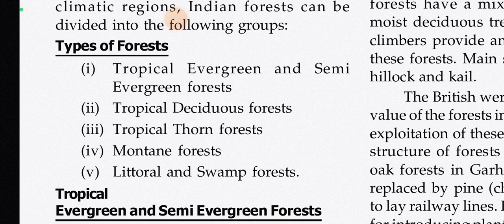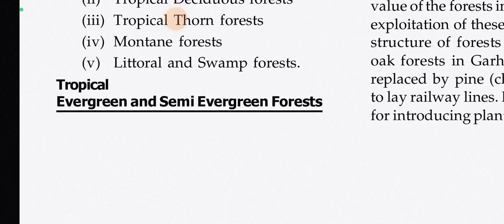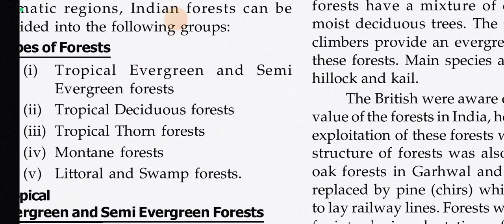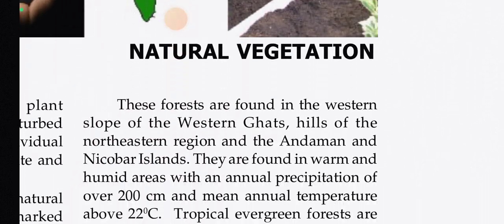First one is tropical evergreen and semi-evergreen forest, then 2, tropical deciduous forest, 3, tropical thorn forests, 4, mountain forest, and 5, littoral and swamp forests. So we need to study one by one. Tropical evergreen and semi-evergreen forests.